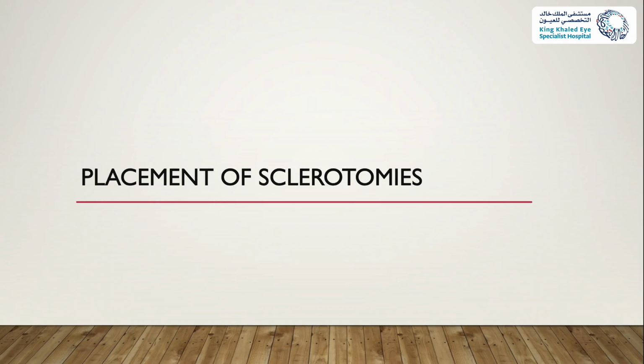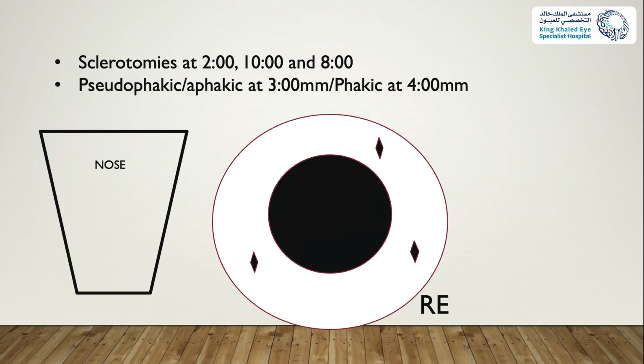Now, in terms of placement of the sclerotomy, I think we are all quite familiar with the setup. This is just a schematic. This is the right eye, and the sclerotomies are set at 2 o'clock, 10 o'clock, and 8 o'clock in terms of the reference point of the surgeon looking down at the patient. In order to avoid damage to the lens, for patients who are pseudophakic, we go 3 millimeters from the limbus. Patients who are phakic, we want to avoid the lens, so we go back further.